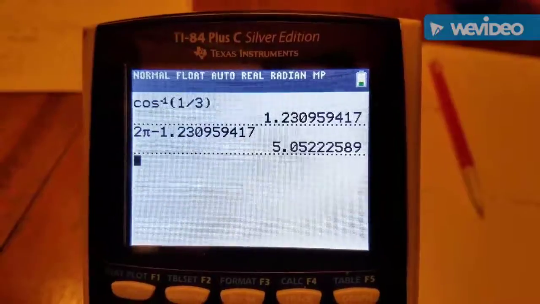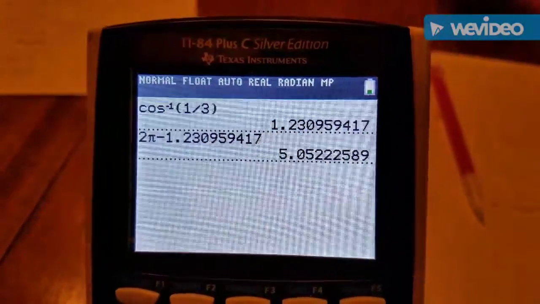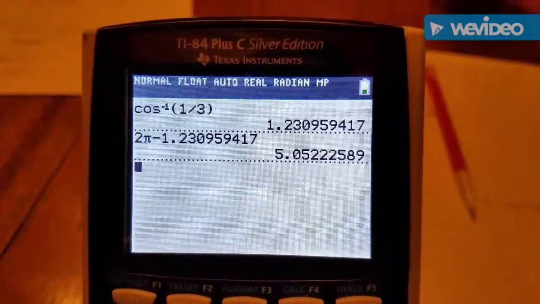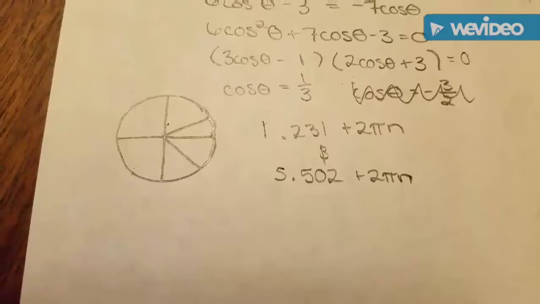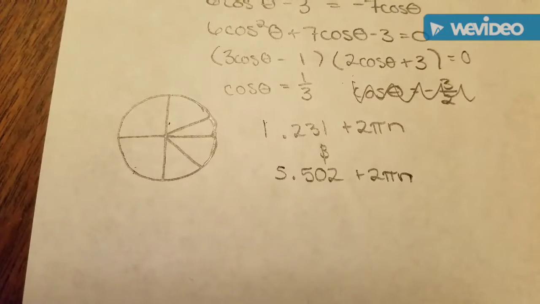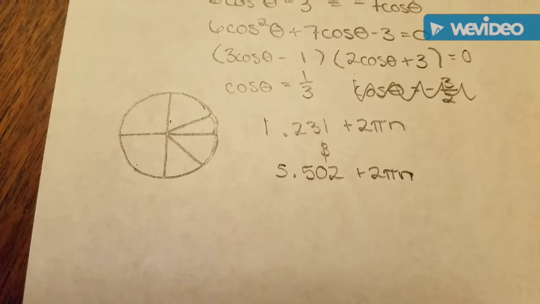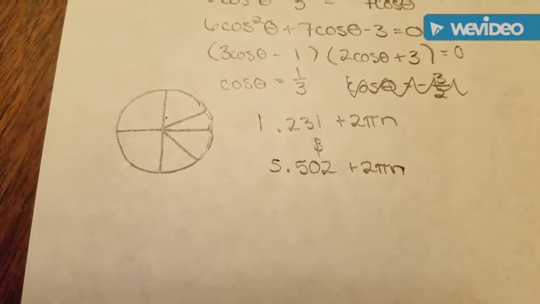Here's what plugging in the value for the fourth quadrant would look like. We have 2 pi minus 1.231, which is going to give us 5.052. So here are the answers we get when we solve for cosine theta equals 1/3. But there is a simpler way to write this.